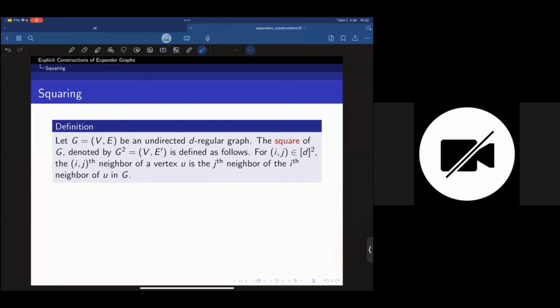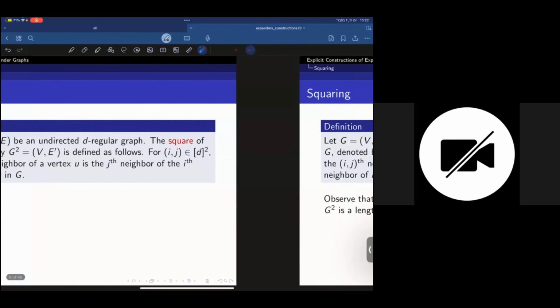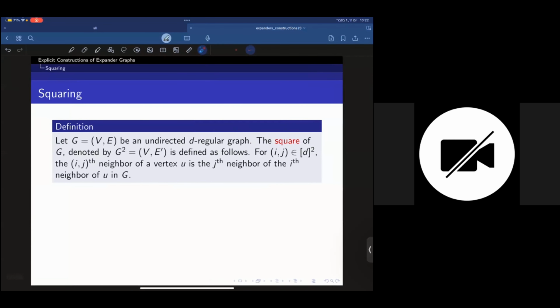Okay, so having in mind that we need to understand these three operations, let's consider them separately, starting with squaring. It's a very simple operation, just to warm up, but we really need it. So if you have an undirected graph on n vertices, here you don't really care about what n is, but it's regular. So the square of the graph is what you would think.